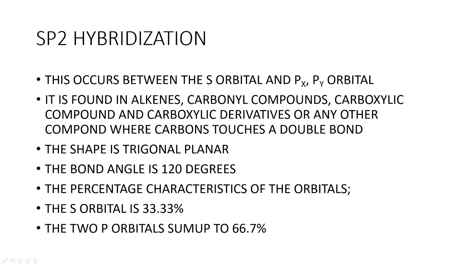It's formed when carbon is touching a double bond. If I put it like that, carbon touching a double bond is trigonal planar in shape. It has a bond angle of 120 degrees. The percentage character of the orbitals is given: the s orbital alone is 33.33 percent, and the 2p orbitals sum up to 66.7 percent.